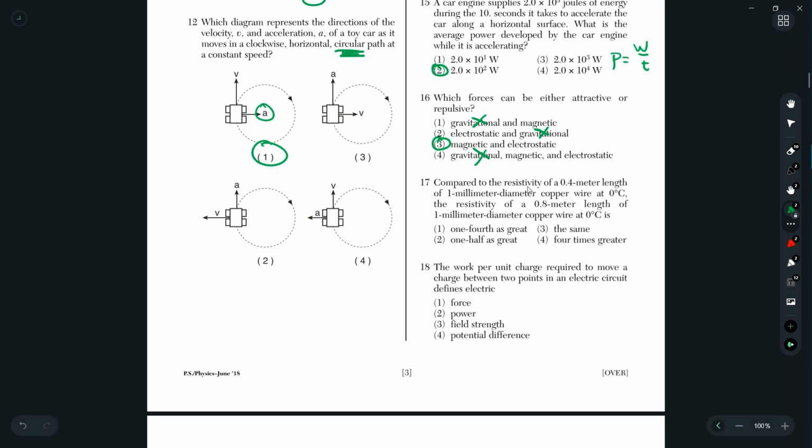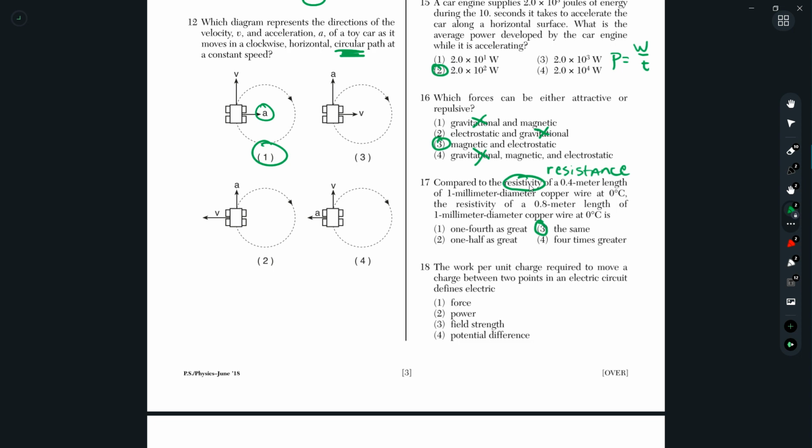Compared to the resistivity. Okay, watch your words here. Resistivity is something that is specific to a type of metal or a type of material. If they are both the same type of material, then their resistivity is the same. If it said resistance, that can change. Resistivity is going to stay the same.